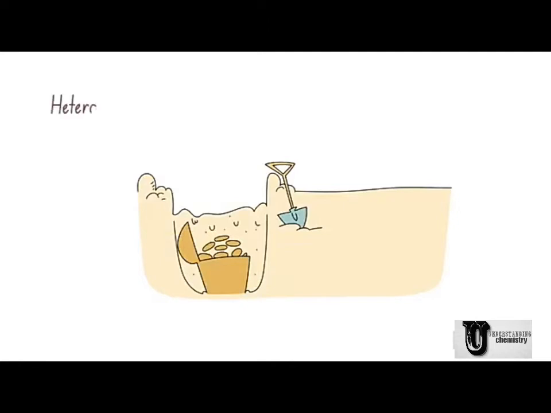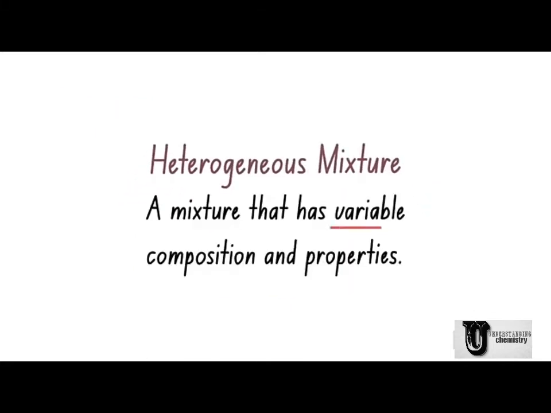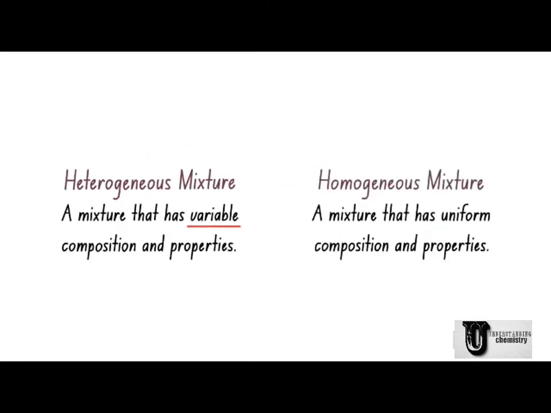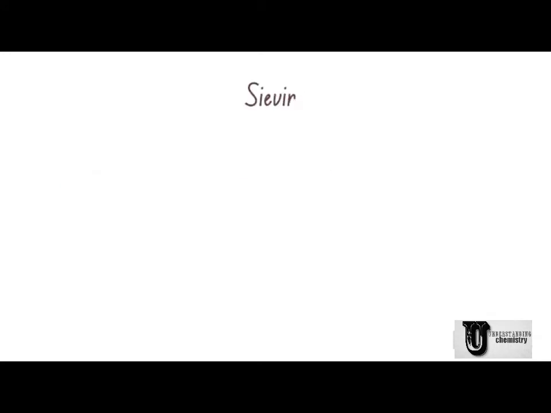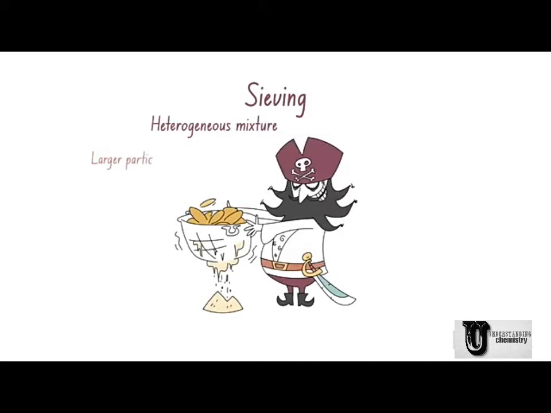Remember our earlier video, Pure Substances and Mixtures? Blackbeard the pirate wanted to separate a heterogeneous mixture of gold coins and sand. If you recall, a heterogeneous mixture is a mixture that has variable composition and properties. In comparison, a homogeneous mixture is a mixture that has uniform composition and properties. To separate the gold coins from the sand, Blackbeard used a sieve that had holes smaller than the gold coins but larger than the sand particles. That way, the gold coins collected in the sieve while the sand fell to the ground.